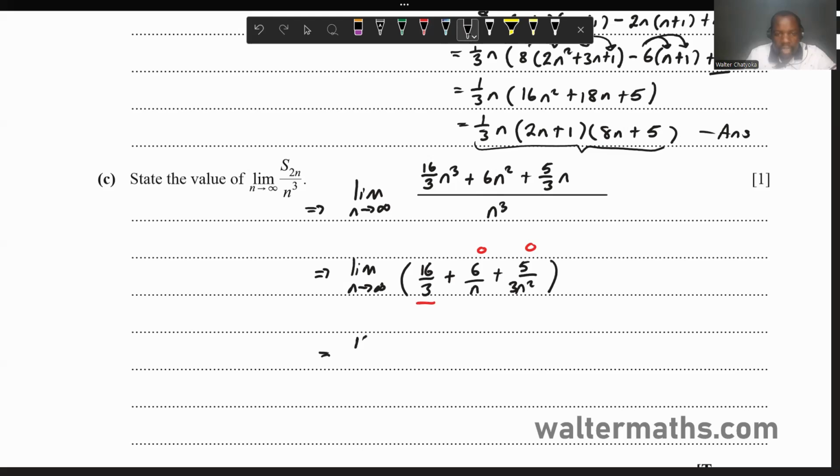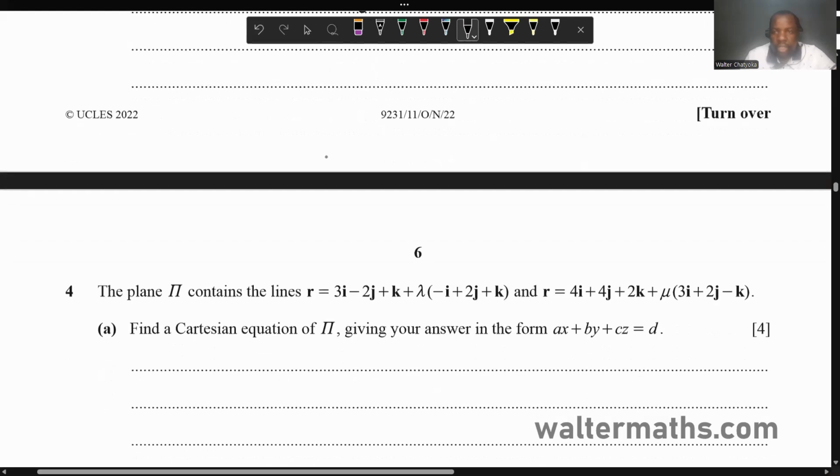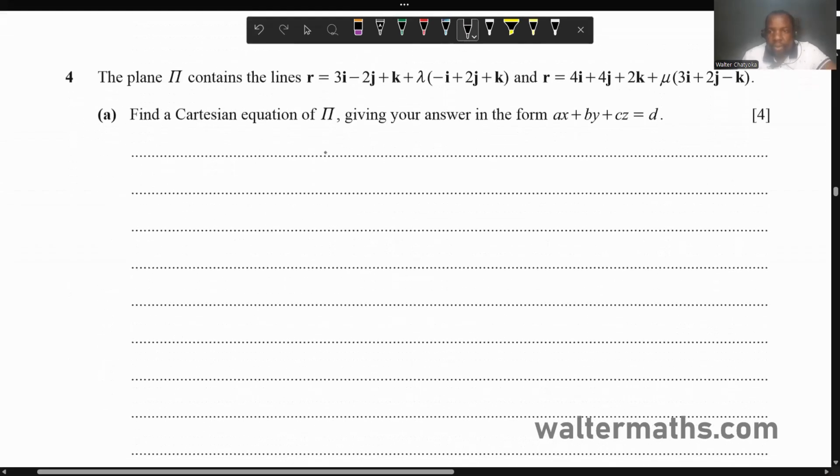So the answer is 16 over 3. So that's how we answer that part. Let's move on to the next question, number 4.